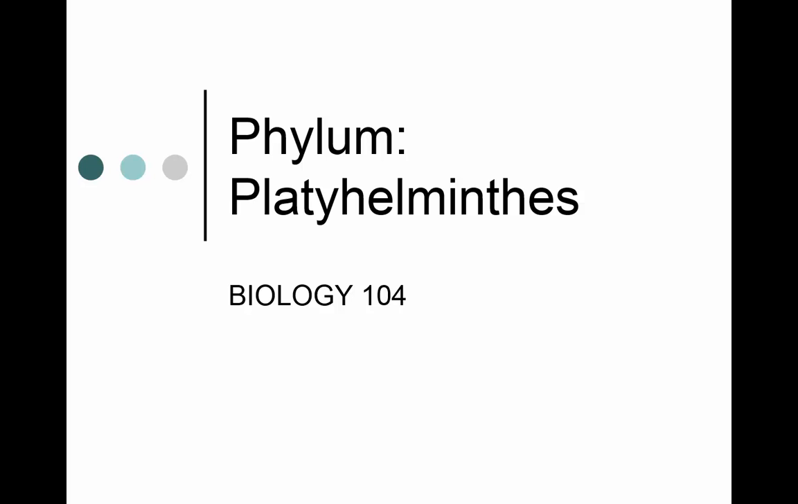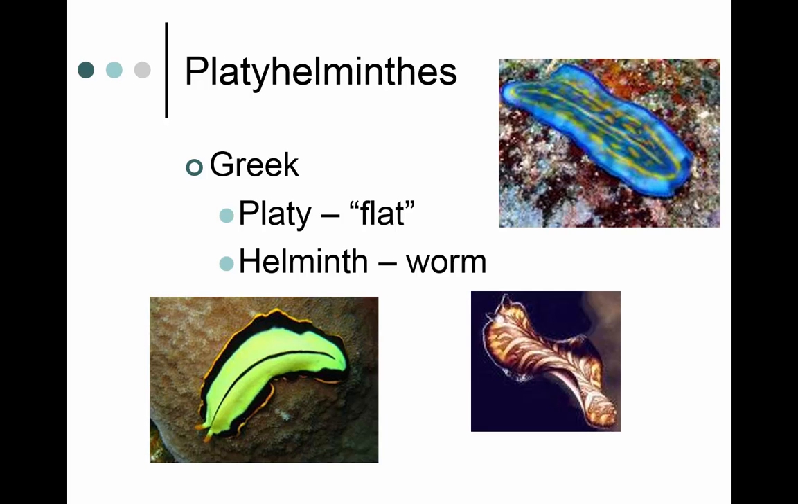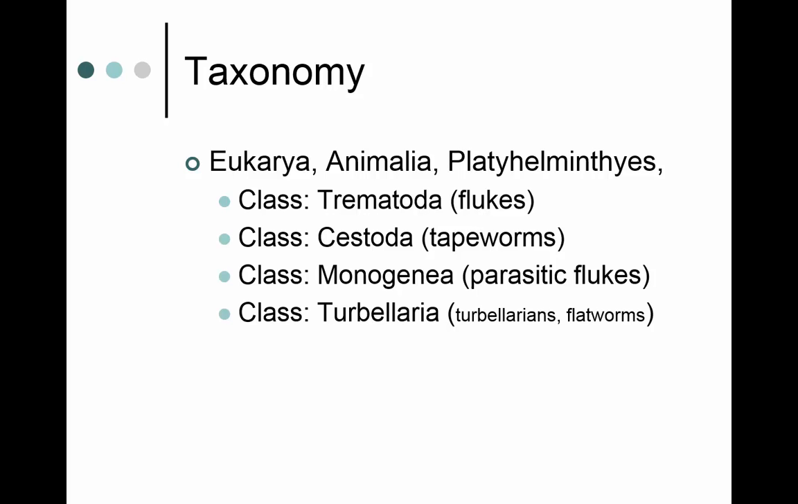Okay, now let's talk about platyhelminthes or platyhelminths. This comes from the Greek word platy, which means flat, and helminth, which means worm. And as you can see, they're flat like ribbons. They're flatworms. They are in the domain Eukarya, kingdom Animalia, and phylum Platyhelminthes.